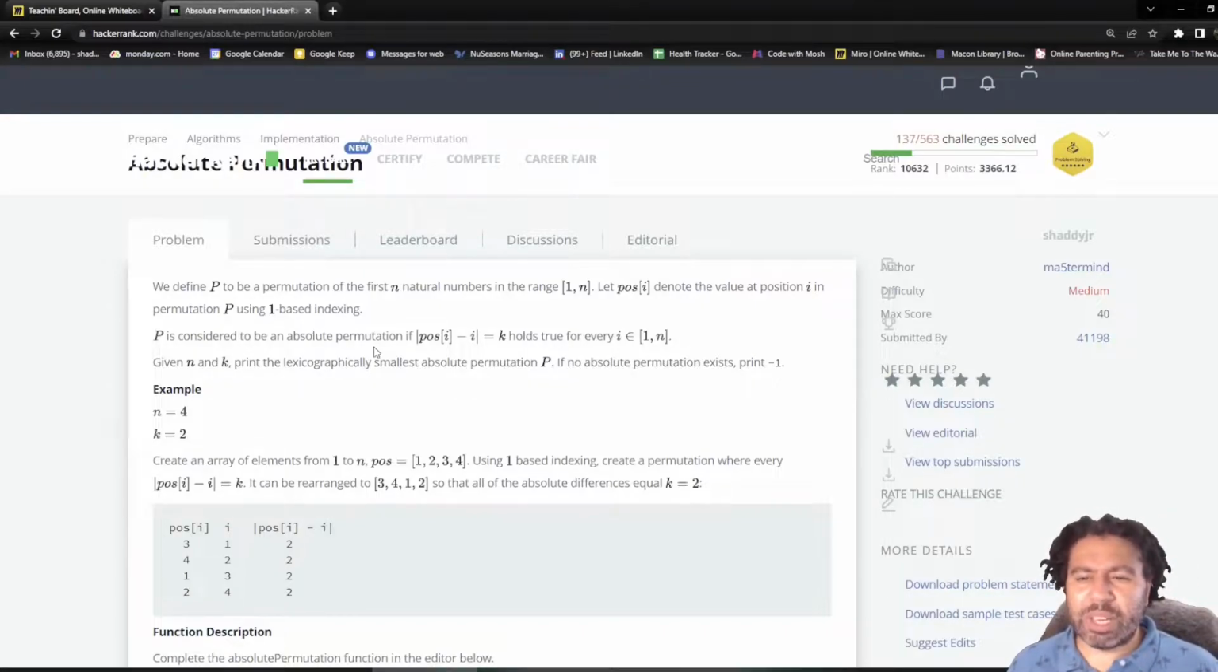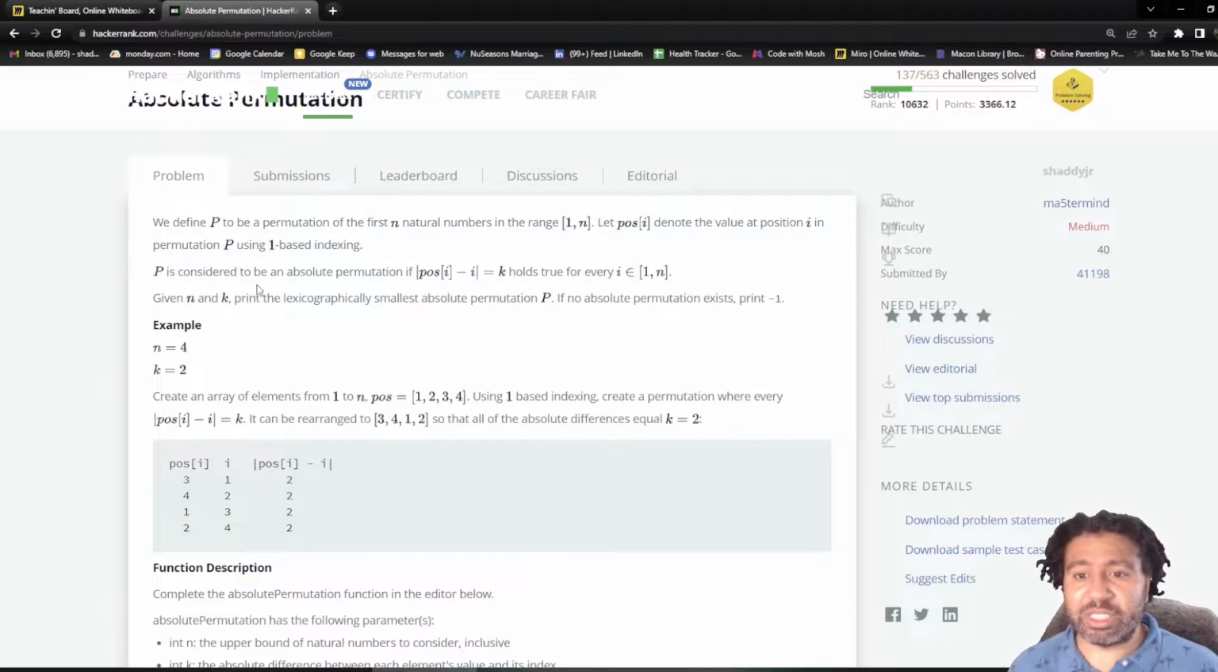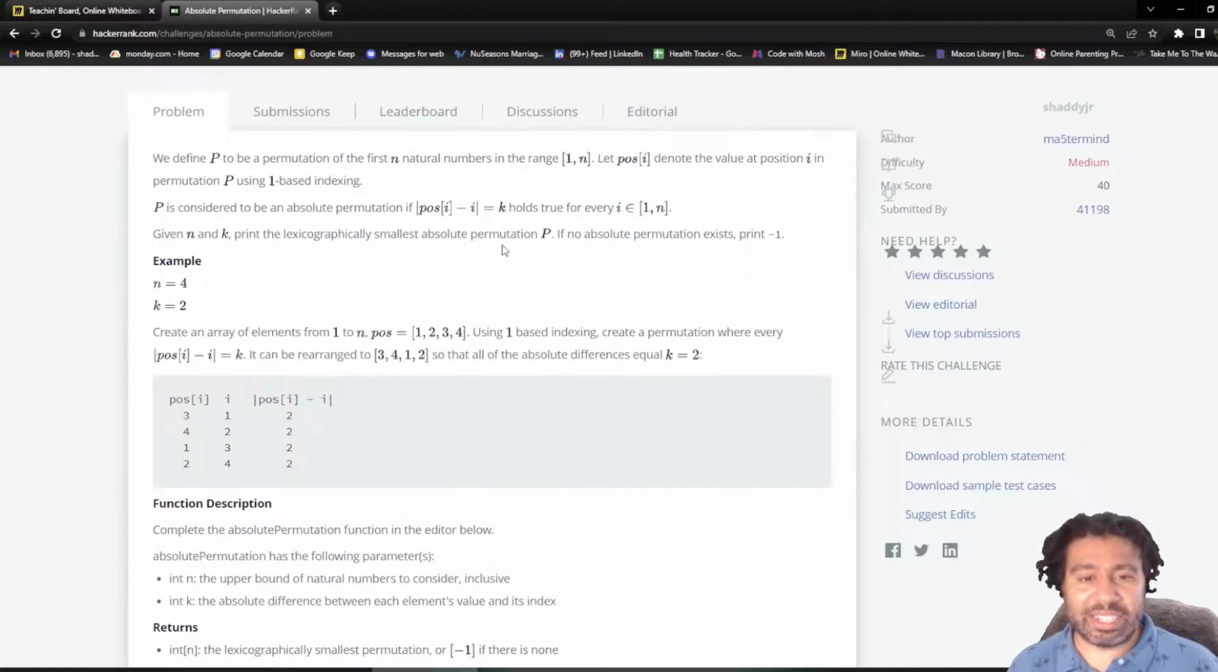We define P to be a permutation of the first n natural numbers in the range 1 to n, and let position I denote the value at position I in the permutation P using one base indexing. That is a whole lot of words. Okay, so P is considered to be an absolute permutation if position I, or the value, imagine that being a list, right? Basically it's saying the value at that position I minus the index itself I, using absolute values, equals some value k. And this holds true for every index in that range 1 to n. I'm going to explain this because it is unnecessarily complicated with the wording.